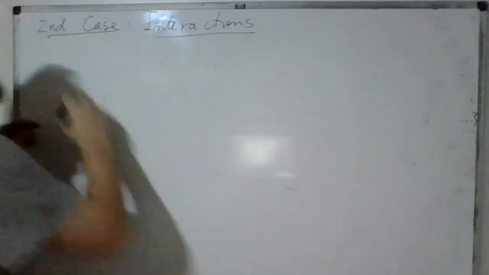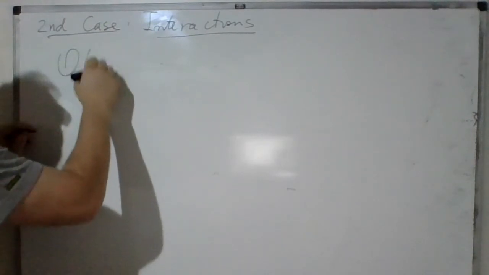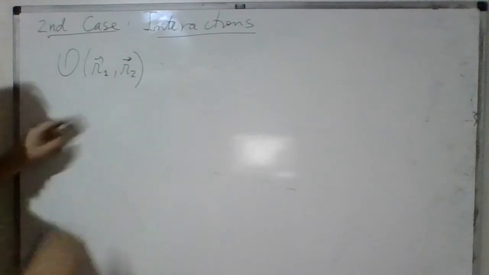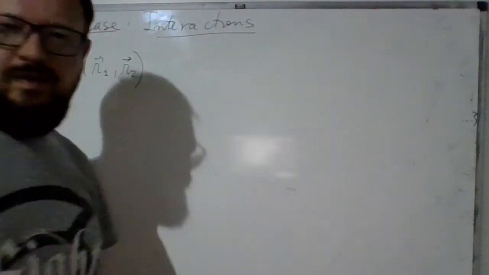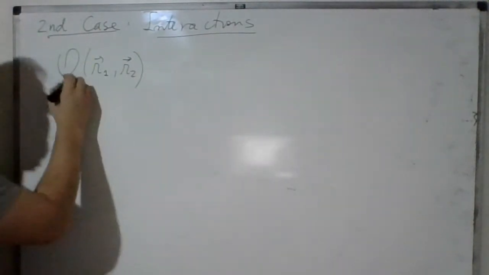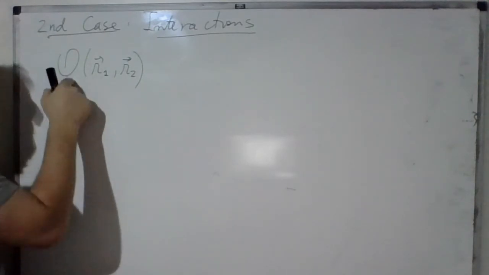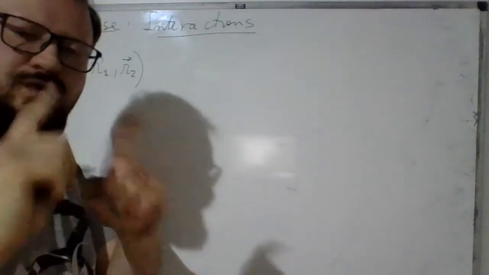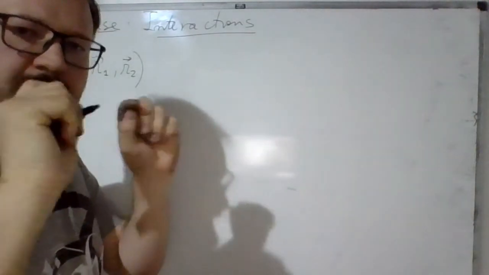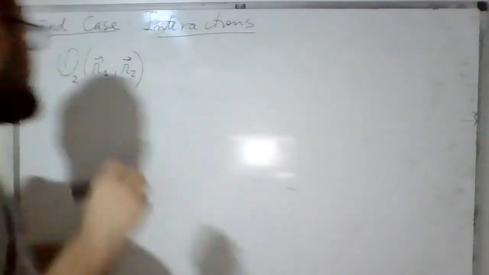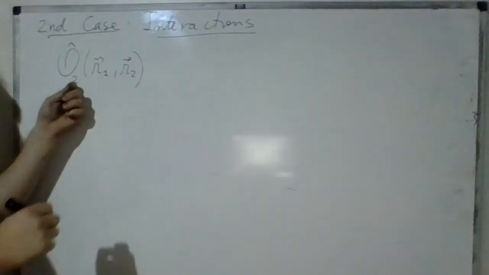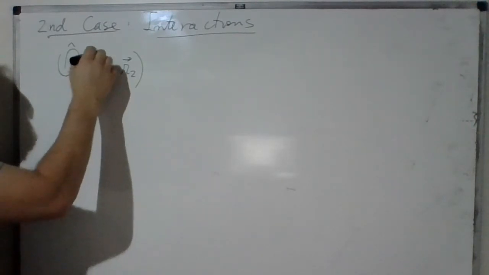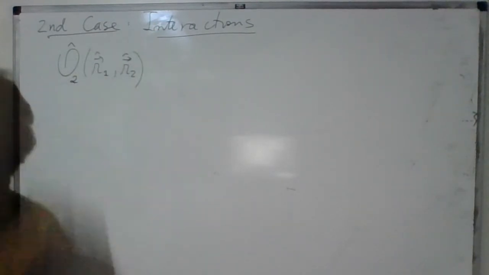So if you have an operator, any given operator, depending on the coordinates of two particles, I will plug in a number 2 here just to remember they are operators which operate on the coordinates of two particles. So this is an operator in first quantization, which is applied to the position of the first particle and the position of the second particle.